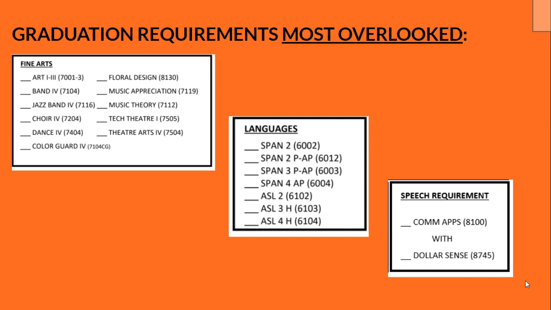If you have taken Spanish 1 and Spanish 2, then you're good to go, as well as American Sign Language 1 and 2. That will fulfill your requirement as well. Make sure you have taken speech. If you have not, please make sure that you select it as a senior.